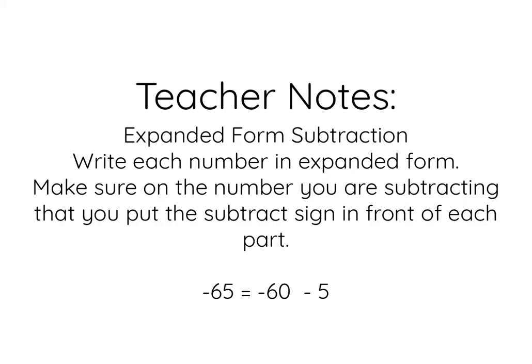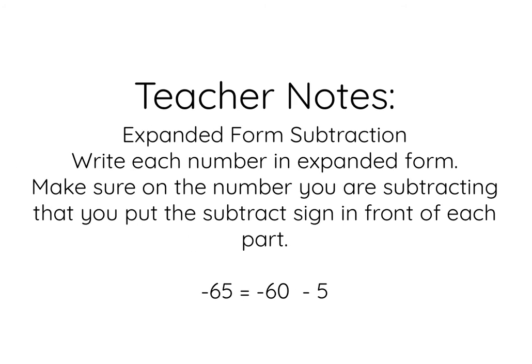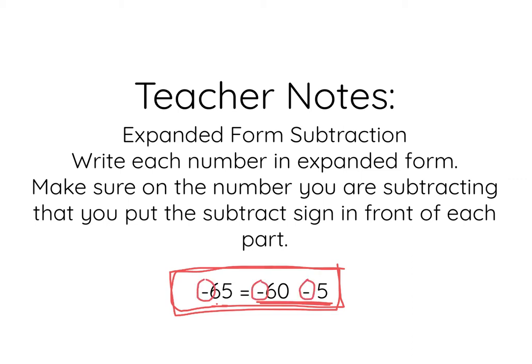Remember, whenever we're doing this, we're going to put minus 65 equals minus 60 minus 5 on the bottom part of our subtraction problem. That way we not only have the same value, but we also remember that we are subtracting each value. That's really important to remember. We're subtracting and it's the same value. We're not changing our problem at all.